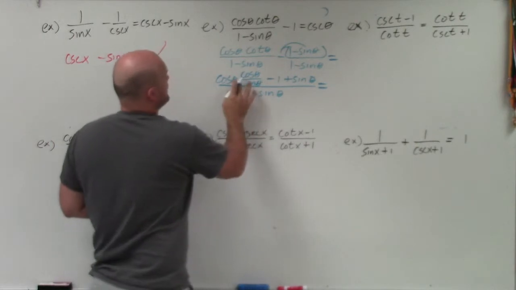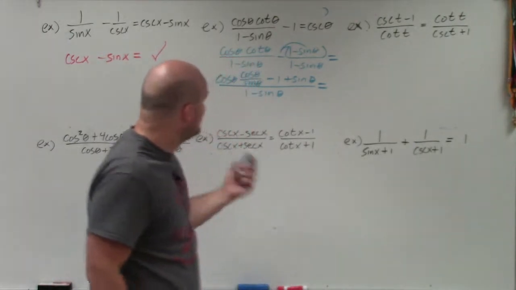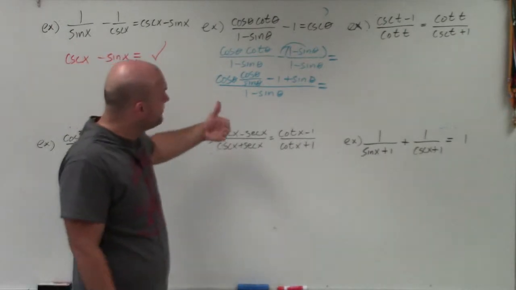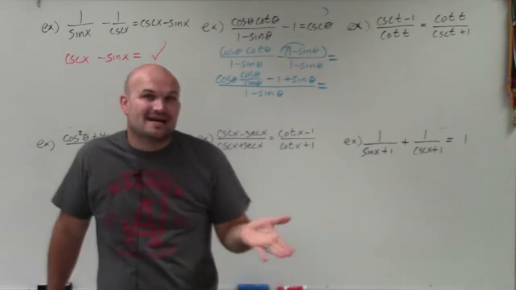OK, so I'm going to rewrite that, and I'll explain why I'm going to do that in just a second. All right. So now in my next example here, again, what I need to do is I still need to get this down to cosecant of theta. So I can't have 1 minus sine of theta.